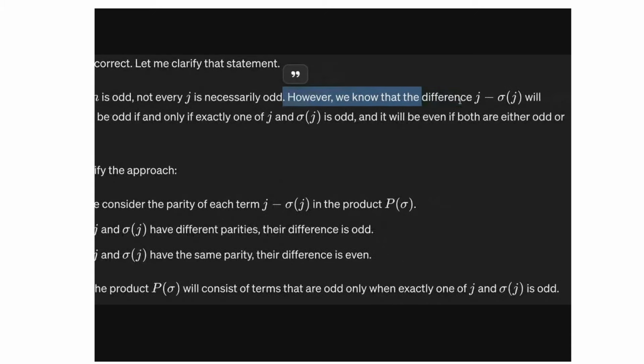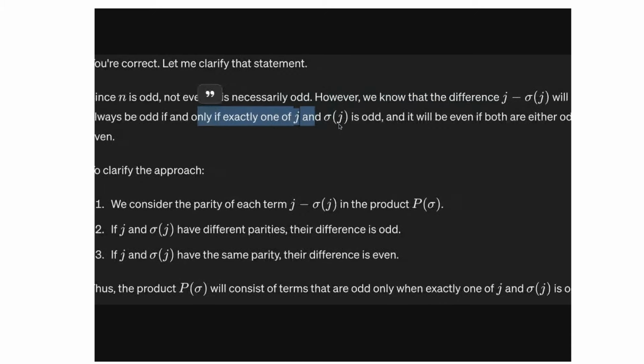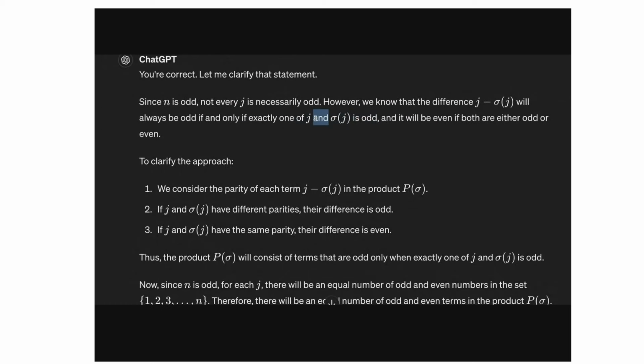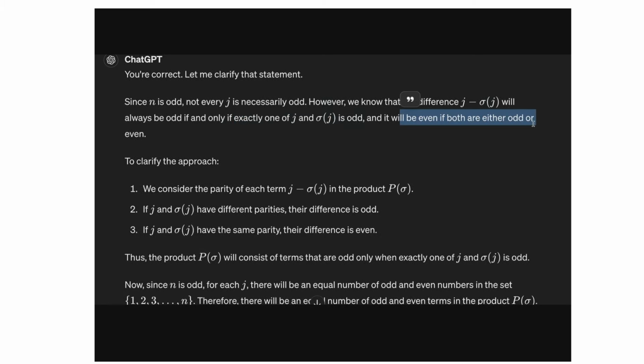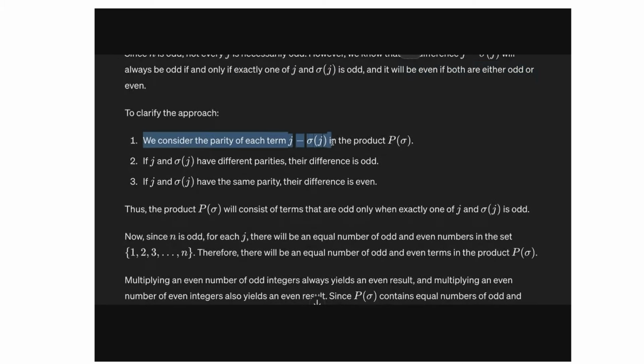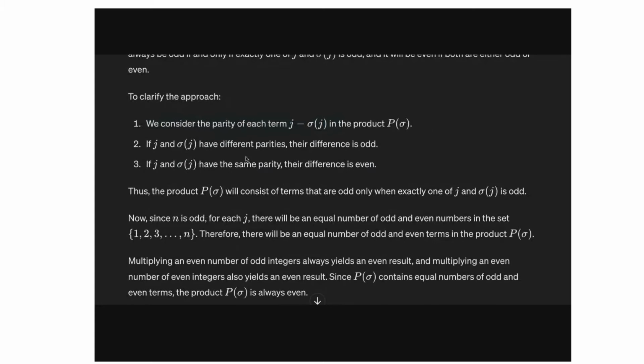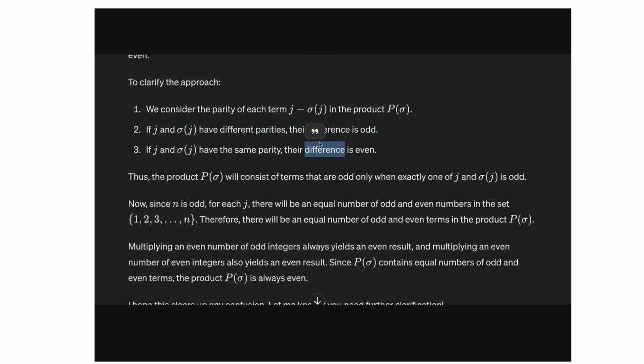How I know the difference will always be odd if and only if one of i, j is odd and the other is even. But yeah, you have to understand what it means, and it will be even if both are odd or both are even, which makes sense. Now we consider parity. Parity means oddness and evenness of this term in the product. If i and j, okay, this is good. If i and j have different parities, that means if one is odd and the other even, then the difference is odd, otherwise even. This statement is correct.